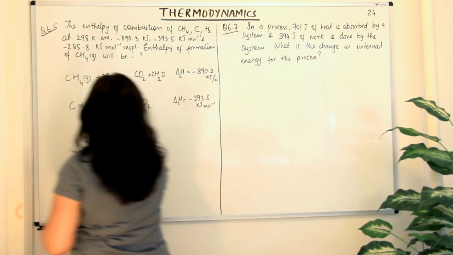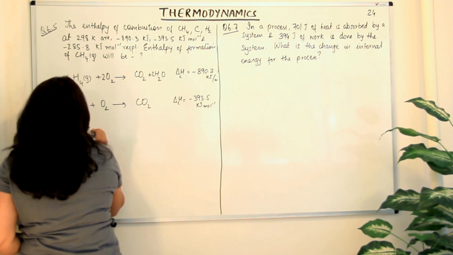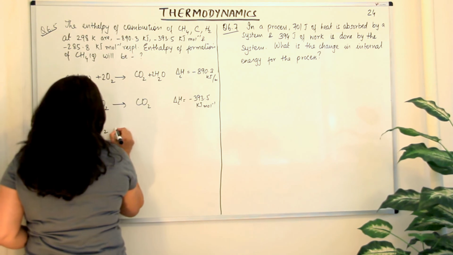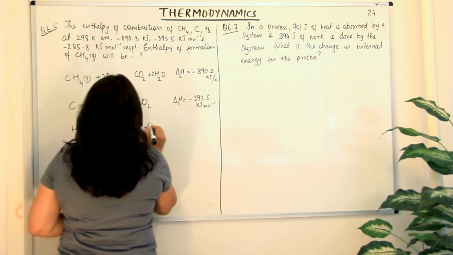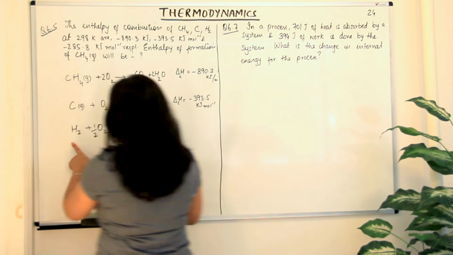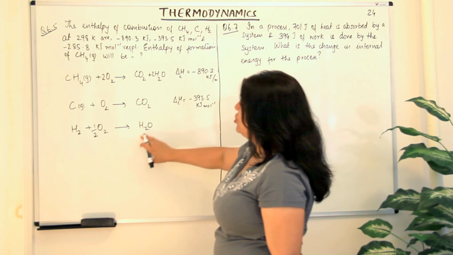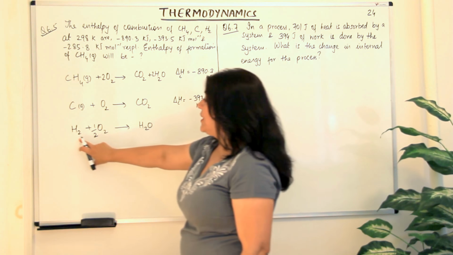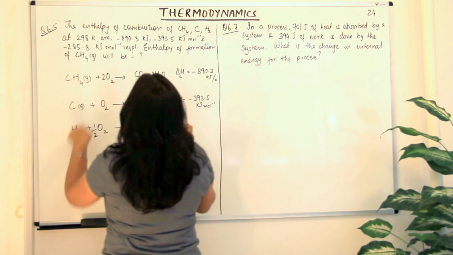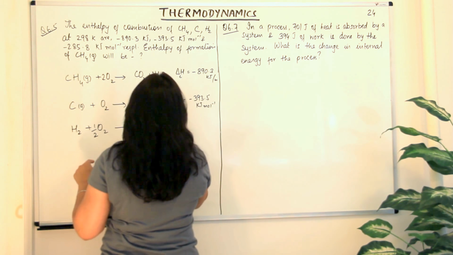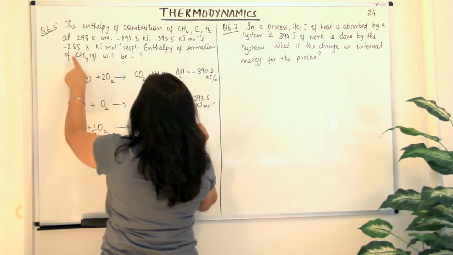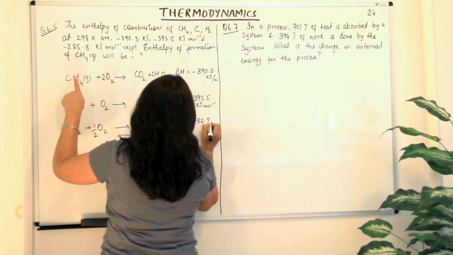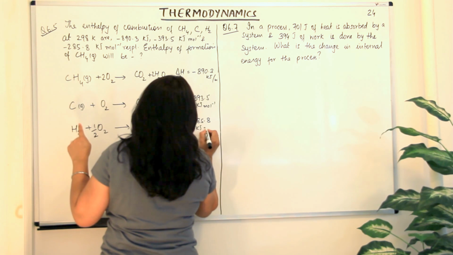The next is hydrogen. Hydrogen burns in oxygen to produce water, H2O. So for 1 mole of hydrogen, there should be half a mole of oxygen to give you 1 mole of water, because enthalpy of combustion is for 1 mole. And this turns out to be how much? The enthalpy of combustion for hydrogen is minus 285.8 kilojoules per mole.